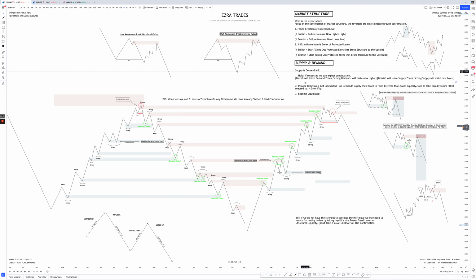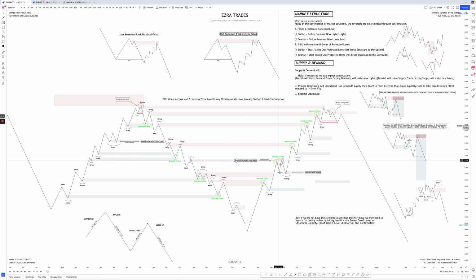Now, we could also be doing so to capture liquidity, and that's why it's important to keep track of these two things. So one thing, here's a tip. When we take out two levels of structure on any time frame, we have already shifted and had confirmation. This is something very powerful that you can use because a lot of times, and we'll go back to this example later, but this one's a bullish pullback, for example. We have equal highs, price breaks structure to the downside, and what do we think? We failed to print a new high, and we've broken a protected level potentially, right?